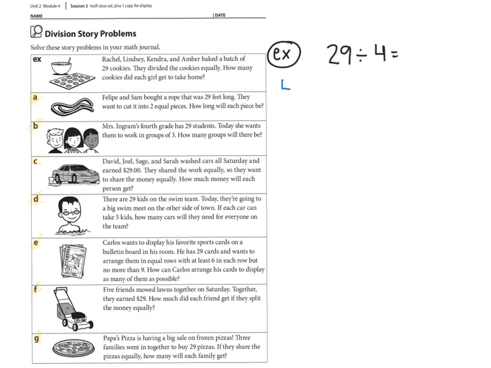So that means I'm going to start with 4 and count by 4s until I get close to 29, but not over. So 4, 8, 12, 16, 20, 24, 28, 32. Now, I look at my numbers and I know 32 is too big, so I'm going to cross it off. So that leaves me with 28. So I'm going to count how many numbers I wrote down. 1, 2, 3, 4, 5, 6, 7.